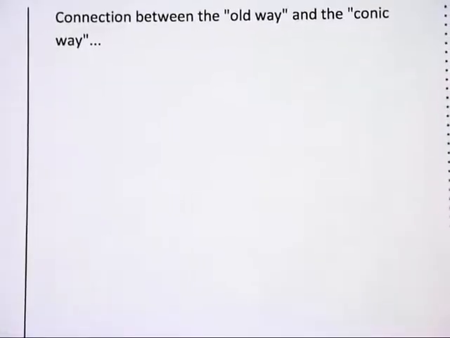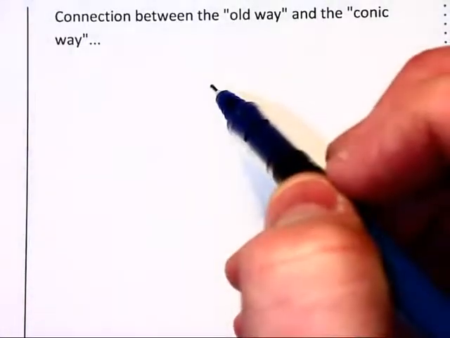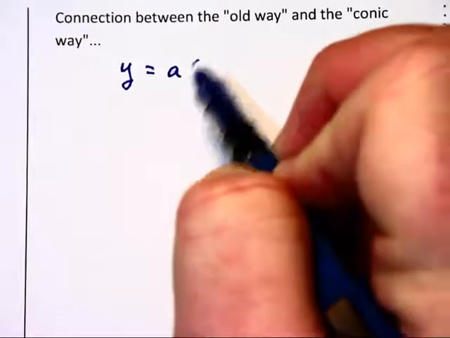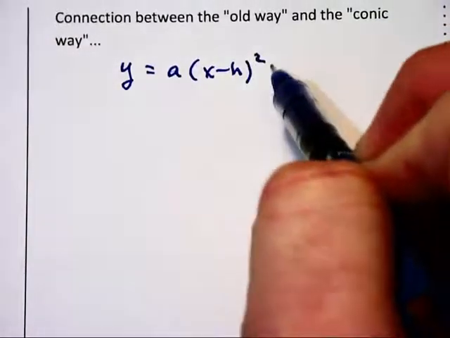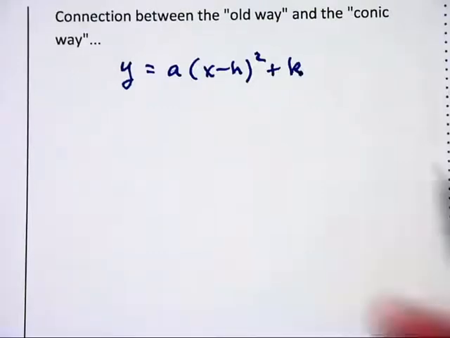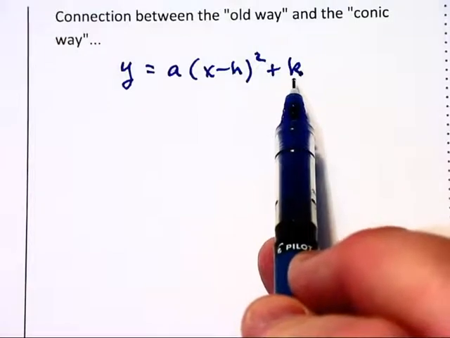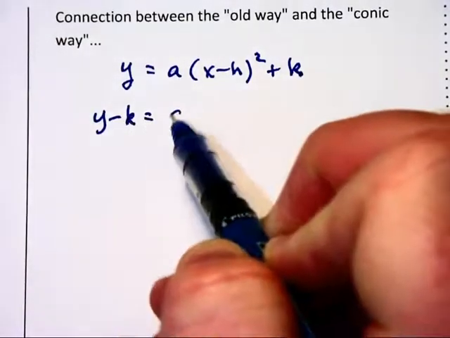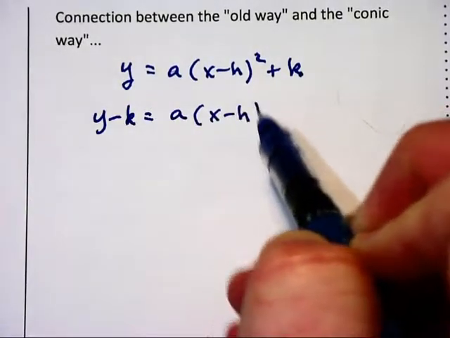First thing I'd like to do, however, is get a little bit of a comparison between the old way of working with this parabola and the new way. Previously, we had the equation y is equal to a times (x minus h) squared plus k. Now, for the new way, we would really like to have that (x minus h) squared by itself on one side of the equation. So I'm going to begin by subtracting k off of each side, writing y minus k is equal to a times (x minus h) squared.